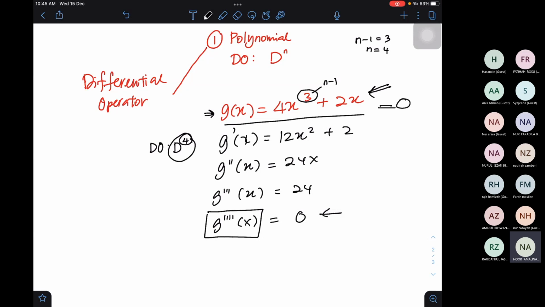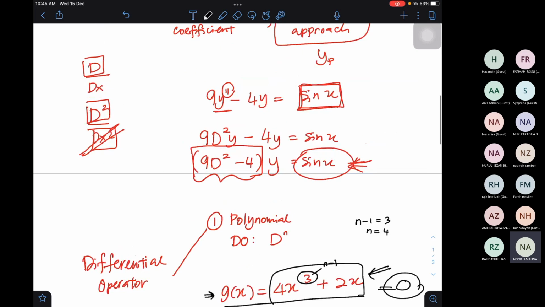Means that the differential operator is what will turn your function into 0 by the process of differentiation. That is the meaning of annihilator operator. So if you look here, this is the fourth derivative, which we can write as, for example, d^4 y over dx to the power of 4.